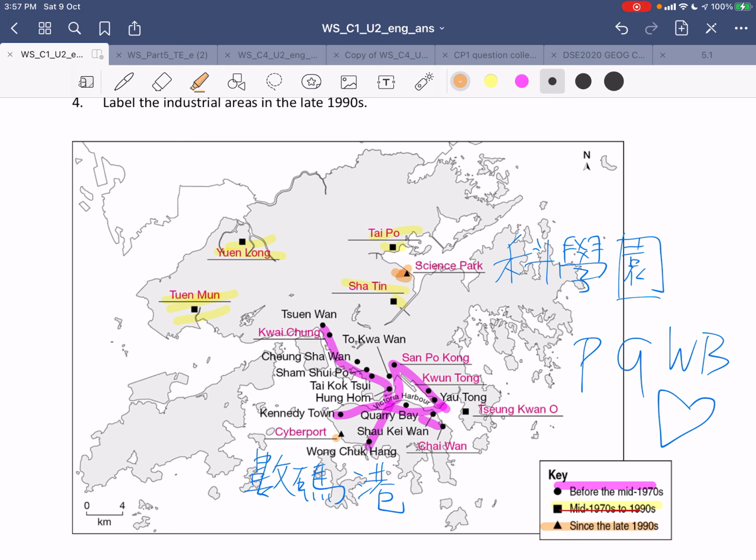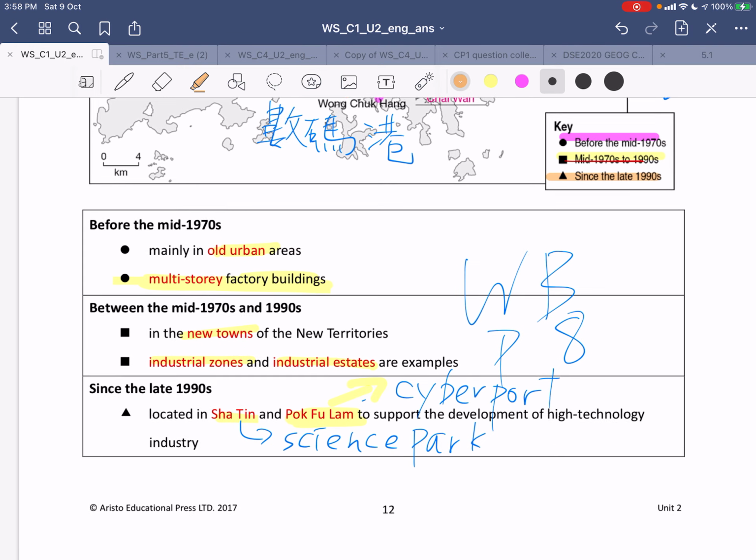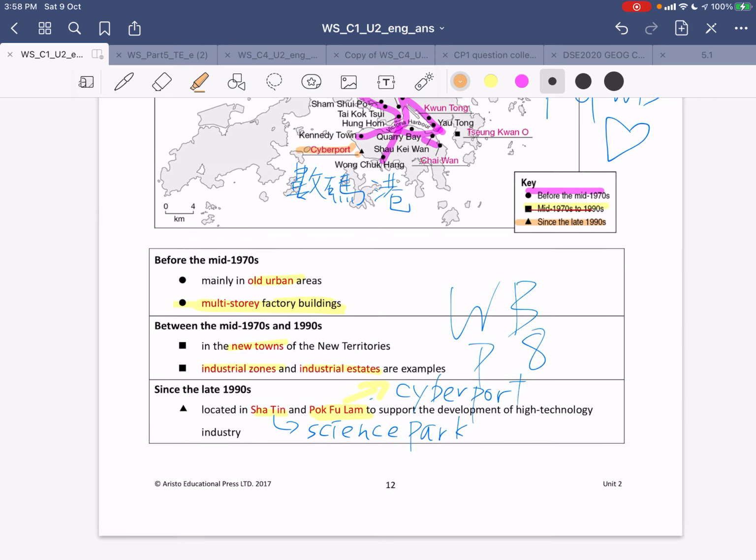For the high-tech development, you have the Science Park and also the Cyberport, which are always doing high-tech jobs. What you can see here is that the old urban area has multi-story factory buildings, and for the new towns, we have industrial zones or industrial estates. Also, since the late 1990s, we have Sha Tin and Cyberport to support the development of the high-technology industry.